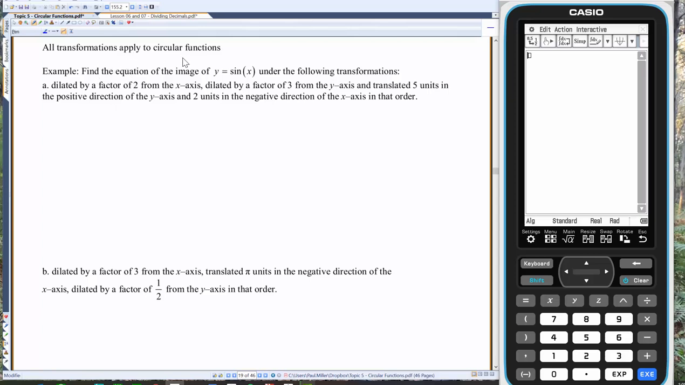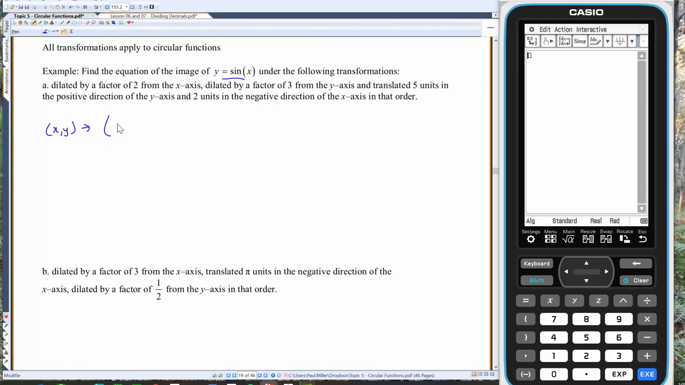When you're transforming circular functions, you can do it in exactly the same way that we've been doing transformations throughout the whole year. So let's do this one. Find the equation of the image of this under the following transformations. It's dilated by a factor of 2 from the x-axis.